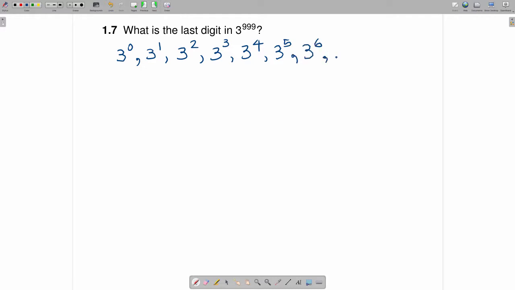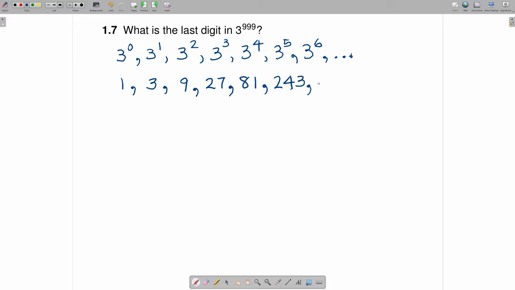At some point, these are going to be kind of difficult to compute, but there's a list of them, so let's calculate those. 3 to the 0 power is 1. 3 to the first power is 3. 3 squared is 9. 3 cubed is 27. When you take 27 and multiply it by 3, 3 to the 4th is 81. When you take 81 and multiply it by 3, you get 243.